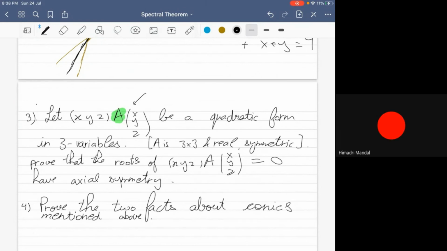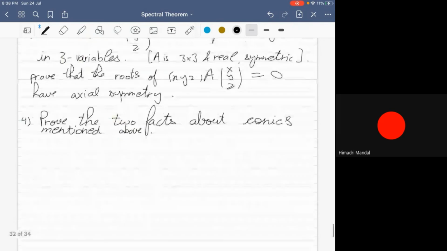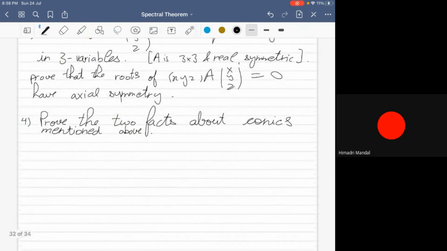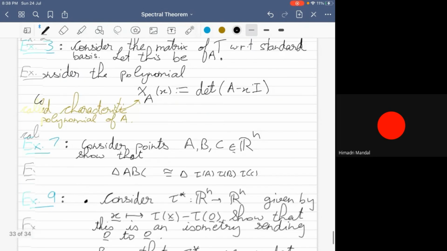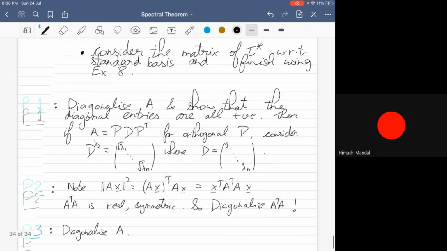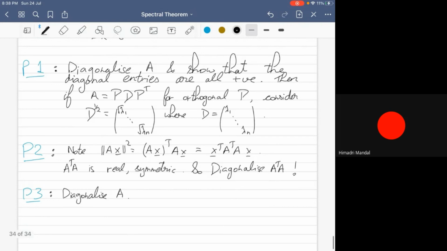Can we do something more with this? Something more. Okay. Using the spectral theorem, you mean? Yeah. Yes. So we can do, okay, so try this.